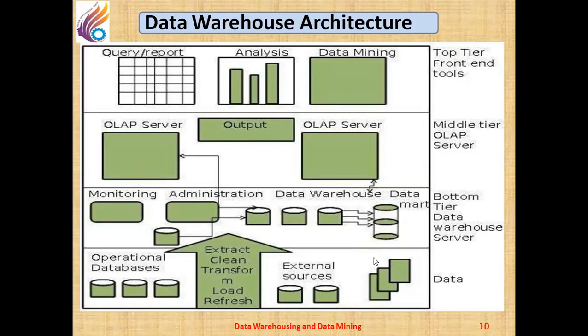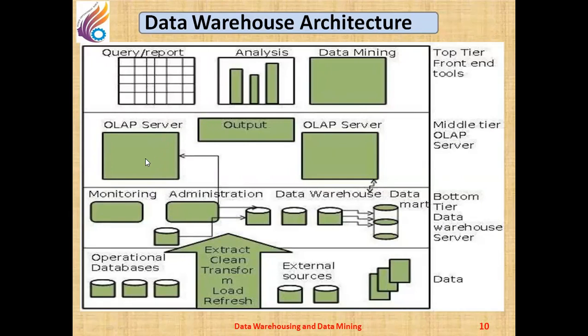The granular or detailed level of data in an organization is called a data mart. The large data will be stored in a partitioned way in data marts. And then the data that is required will be stored in the OLAP server. That is called the middle tier, or OLAP server.